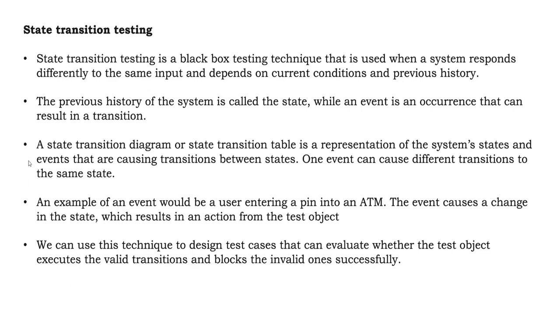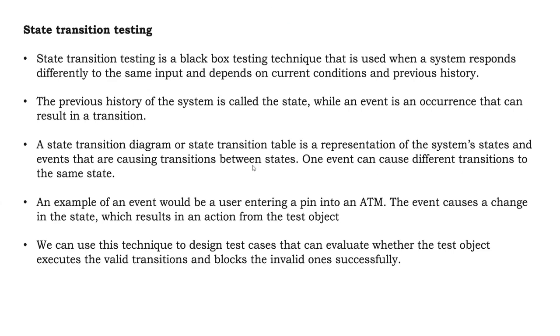There is a transition. Previous history of the system is called the state, while an event is an occurrence that can result in a transition. A state transition diagram or state transition table is a representation of the system state and events that are causing transitions between the states. One event can cause different transitions to the same state.